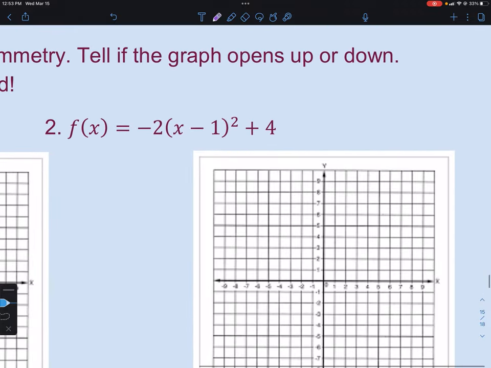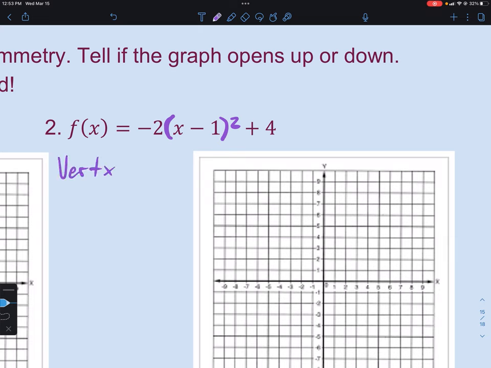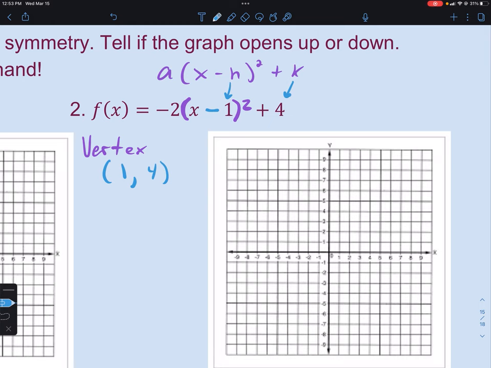When we're looking at vertex form, we've got parentheses with a square. That's how you know you're working with vertex form. Your vertex is (h, k). If you're familiar with what the form looks like, h is the number in the parentheses, and we're always going to use the opposite of it. So it says negative 1, so our vertex x value will be positive 1. And then k is the y value. So positive 1, 4 is our vertex. Our vertex is at (1, 4) right here.